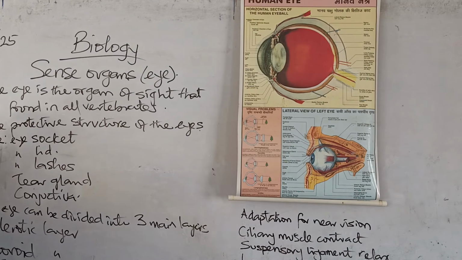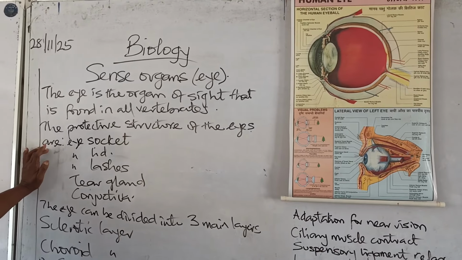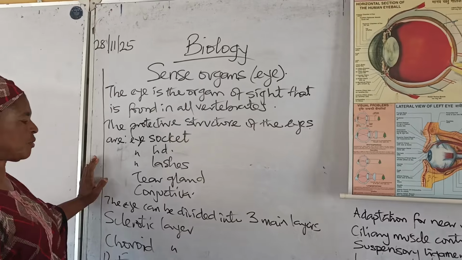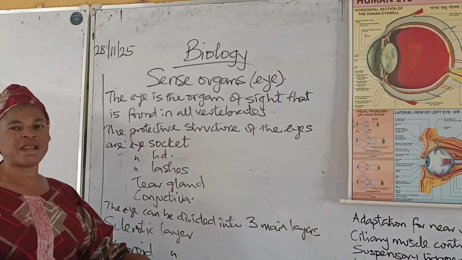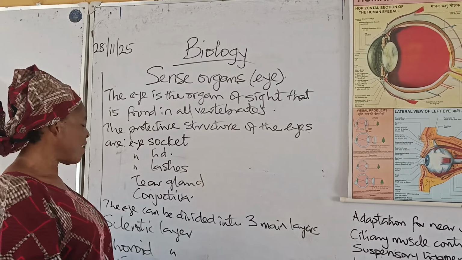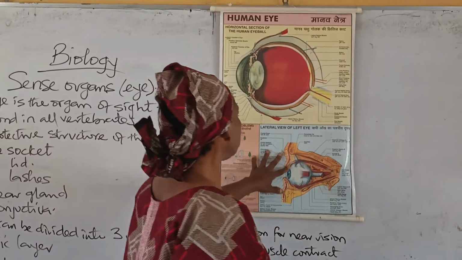We have the eyes. The protective structures of the eye are the eye sockets, the eyelid, the eyelashes, the tear gland, and the conjunctiva. And then the eye can also be divided into three main parts. We have the sclerotic layer, we have the choroid layer, and the retina. And I have a chart here with me.